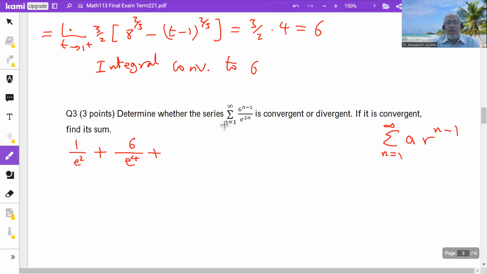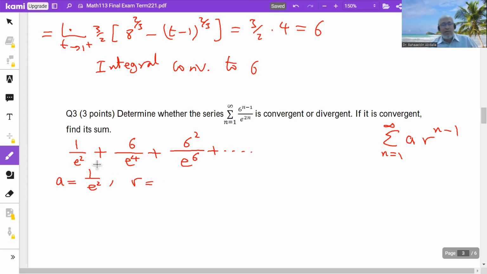Plus the third term, when n is 3, I'll have in the denominator e to the power 2 times 3, that's 6. And 6 to the power 3 minus 1, that's 6 squared, plus, and so on. Now, this is a geometric series with a equals 1 over e squared. And how to find r?